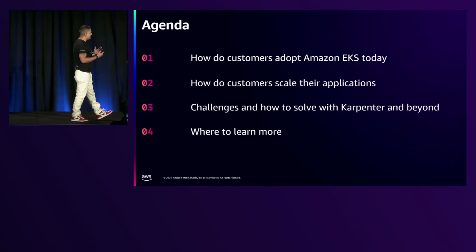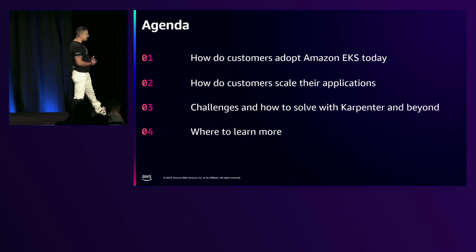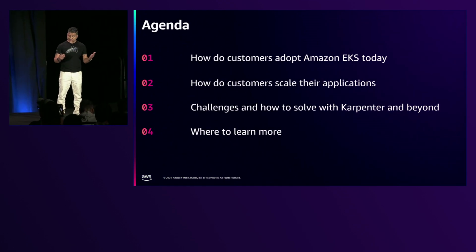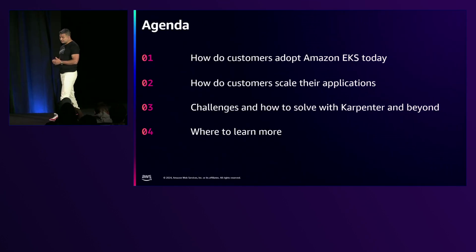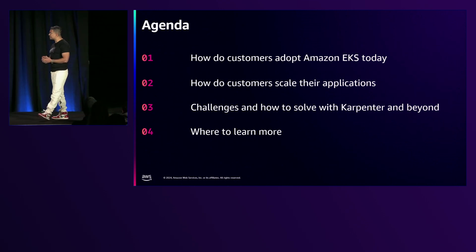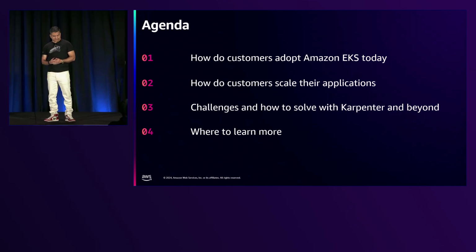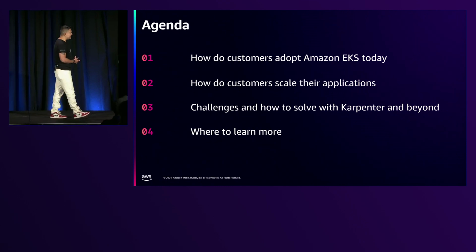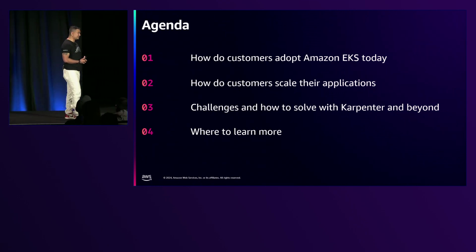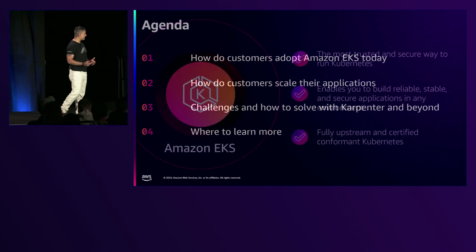Okay. Today, we're going to talk about how customers adopt Amazon EKS. And then, of course, this is a Karpenter and EKS Auto Mode session. So we'll talk about how customers scale their applications. And then we're going to talk about some challenges and how to solve them with Karpenter and beyond. And at the end, we're also going to share some resources for you to learn more.